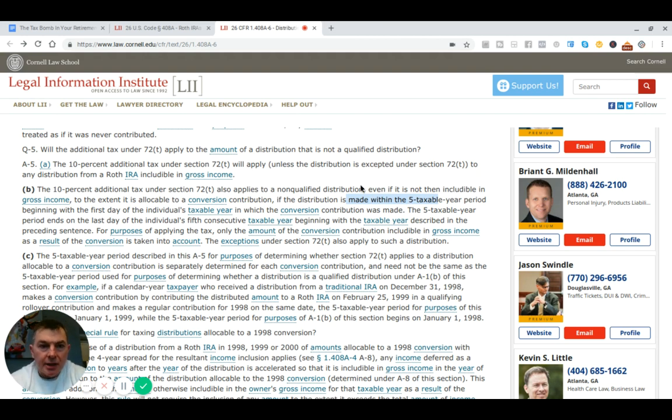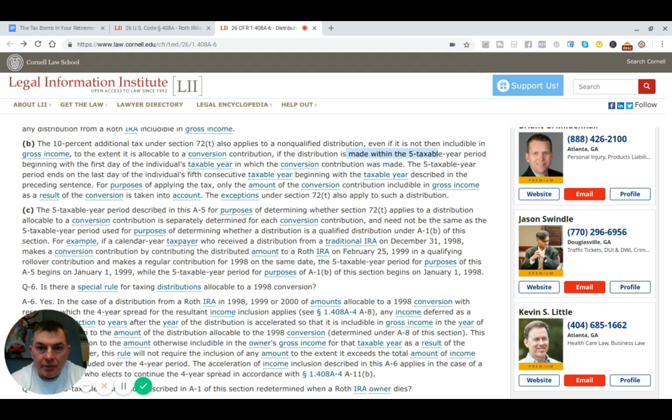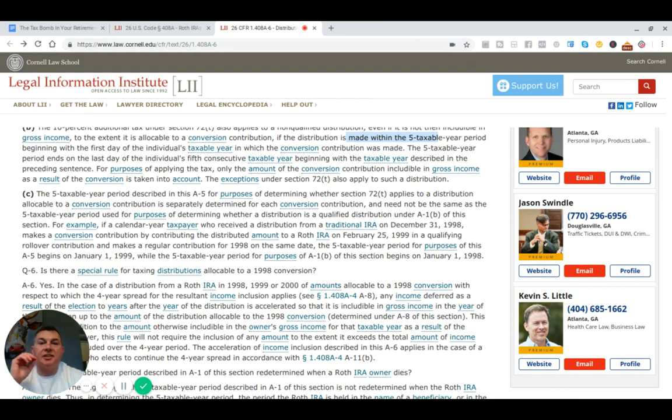So let's see here. Then they also talk about applies to this. Is there a special? Let's see the 5-year. All right, right here. The 5-year taxable period described in A5 for purposes of determining whether 72T applies to a distribution allocable to a conversion contribution is separately determined for each conversion contribution and need not be the same as a 5-year taxable period used for purposes of determining whether a distribution is qualified.